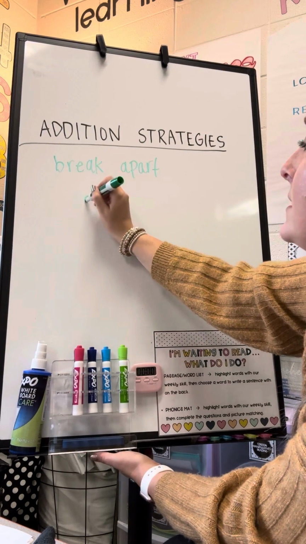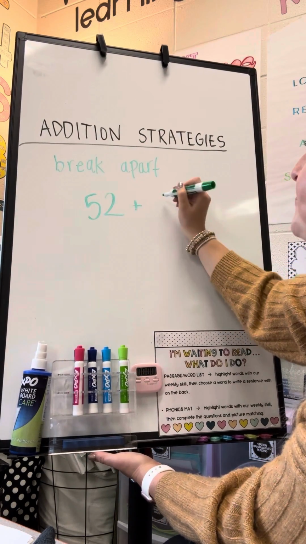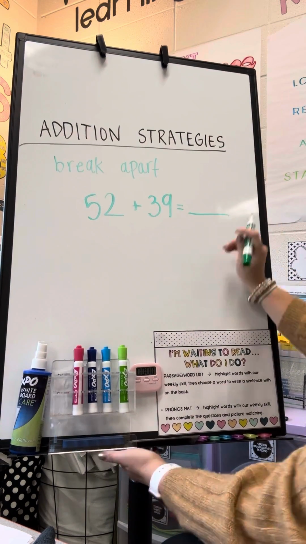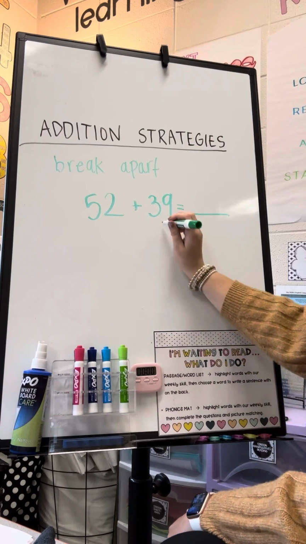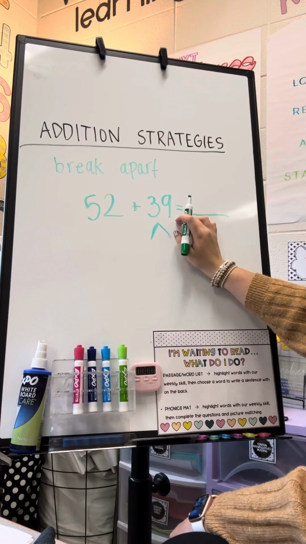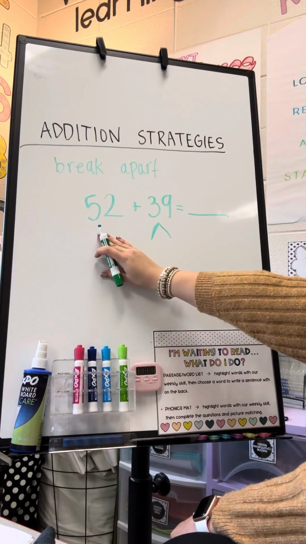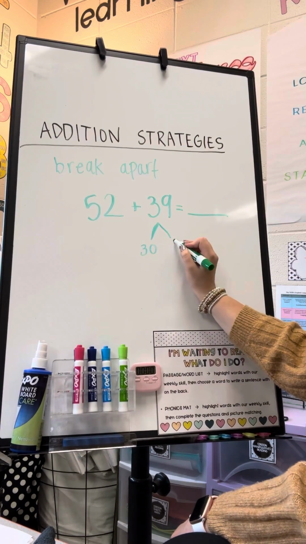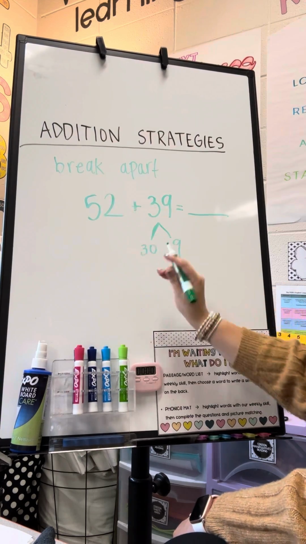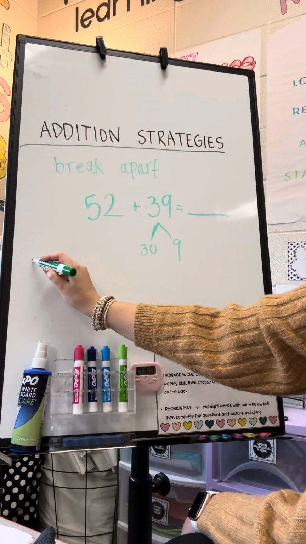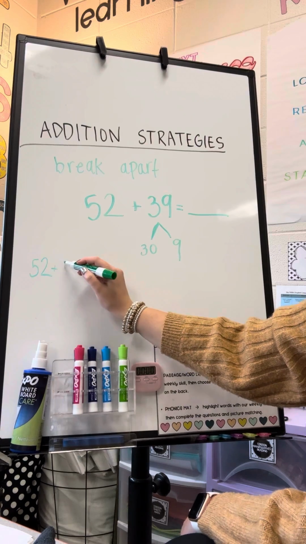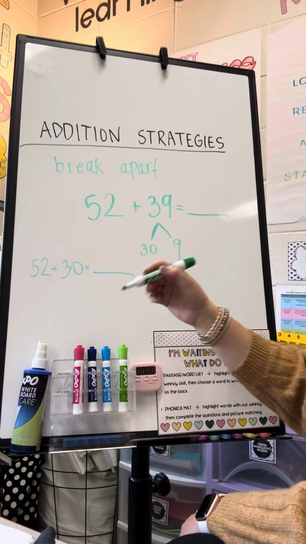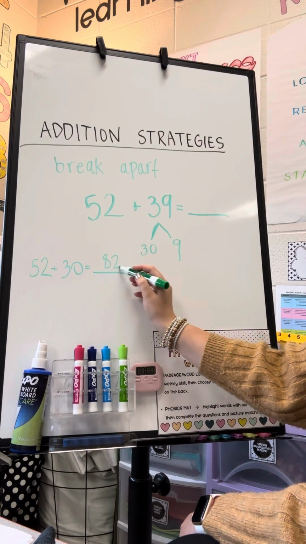So if our equation is 52 plus 39, break apart is where we are only breaking up the second addend. We are keeping 52 as is, and we are going to break up the second addend, 39, into expanded form, 30 and 9. And then I'm going to add the pieces as they come. So 52 plus 30. They should be able to add on those 10s and come up with 82.